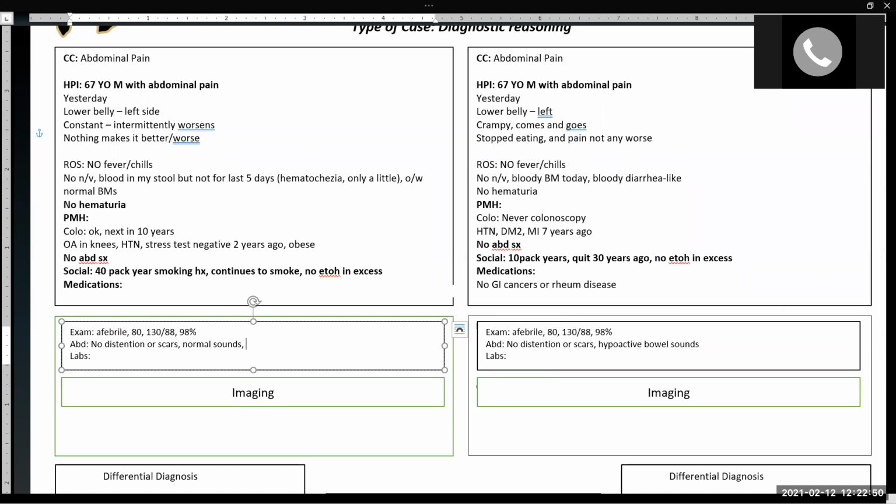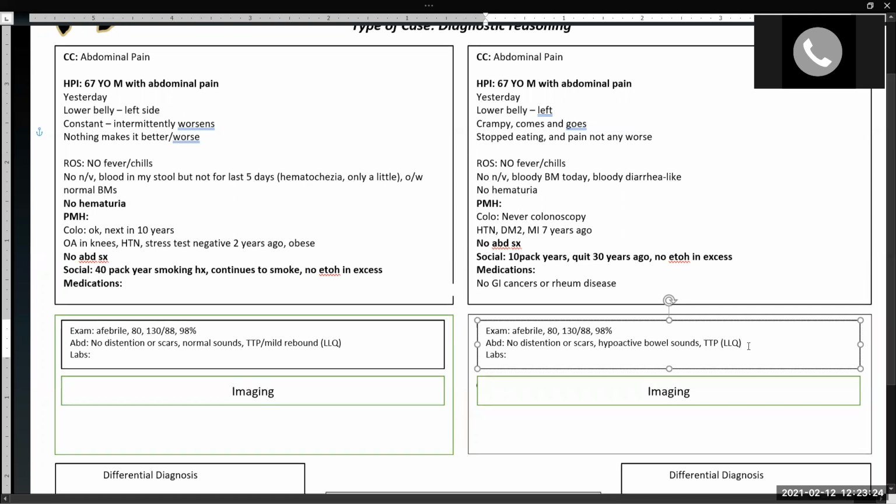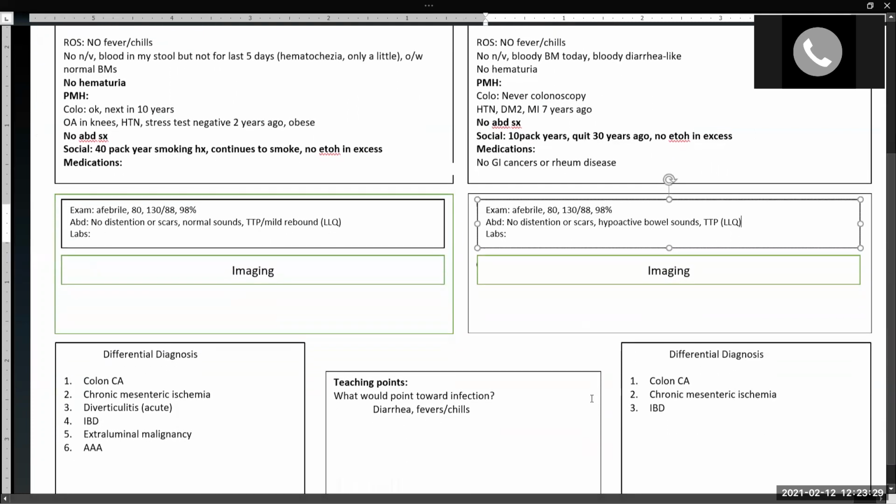Palpation, yeah. So for the patient on the left, there is tenderness to palpation, but there's also mild rebound. And for the patient on the right, there's tenderness to palpation. For both of these patients, the tenderness is localized to the left lower quadrant. But this patient otherwise has no rebound. Both are guarding a little because they're in pain, but it's voluntary. Okay, does that help with the differential at all, moving things up or down?